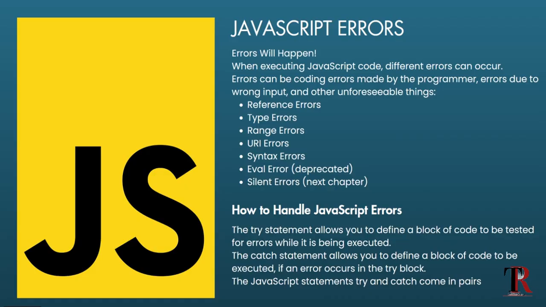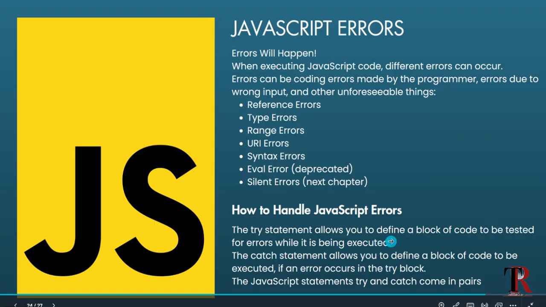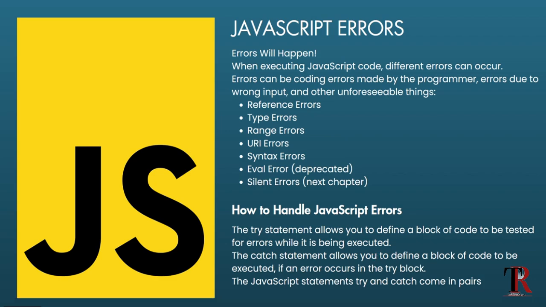Now, when errors happen in JavaScript, how do you handle those errors? The try statement allows you to define a block of code to be tested for errors while it is being executed. The catch statement allows you to define a block of code to be executed if an error occurs in the try block. The JavaScript statements try and catch come into play. So one way to handle errors is by using the try and catch block of code in order to test for errors when your code is being executed.